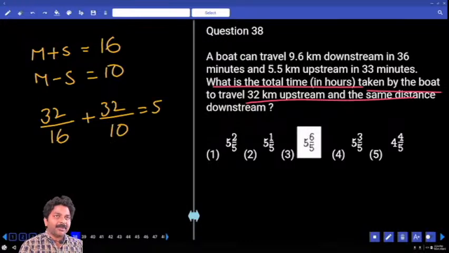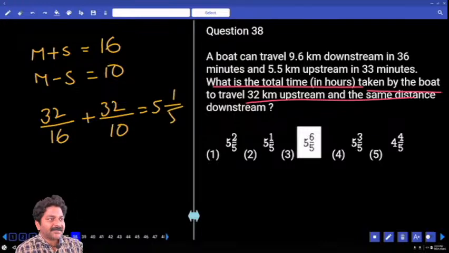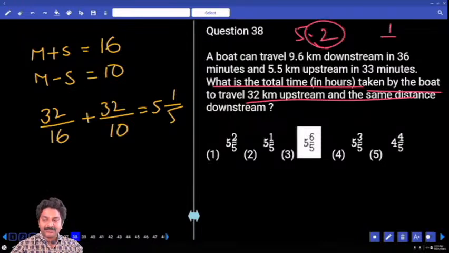5.2 in the sense 0.2 we can write as 1 by 5. 5, 1 by 5 hours. Second option, final answer. 5.2, I am writing 0.2 as 1 by 5. Over.